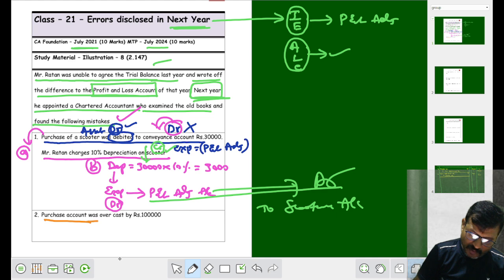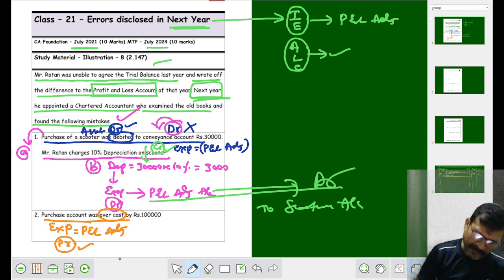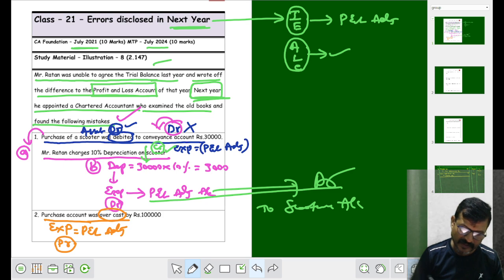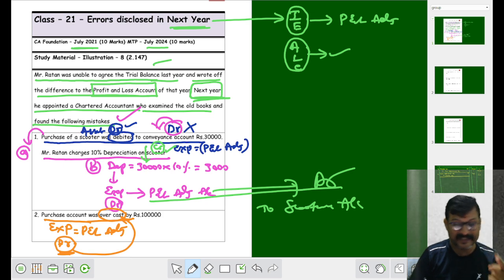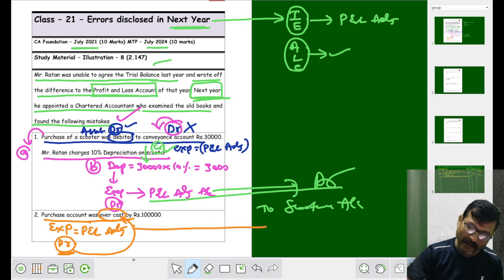Purchase account was overcost. Overcost means we have to take it on the opposite side. Which account? Purchase account. Purchase means what? Expenses. Expenses means what we have to take in the P&L adjustment. Expenses को क्या करना? Debit करना. But when it is overcost, we have to take it on the opposite side. Opposite side means it comes where? Credit side. For this, the entry will be what?